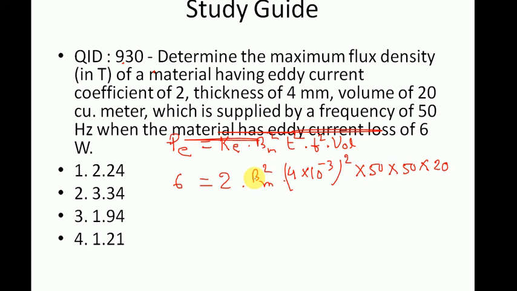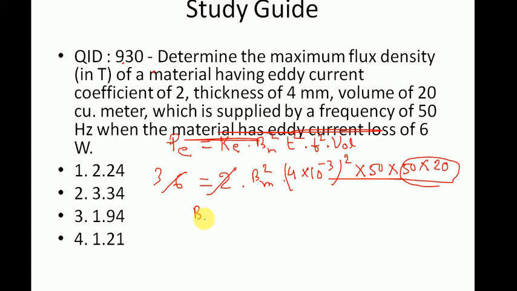Now how can I easily solve it? 2 into 6, that will be 3. Now 50 into 20 will be 1000, that is 10 to the power cube. Here 10 to the power minus 6, here 10 to the power cube. That means only 10 to the power cube will remain.